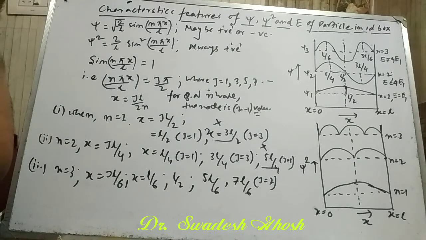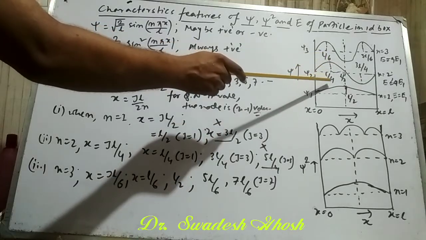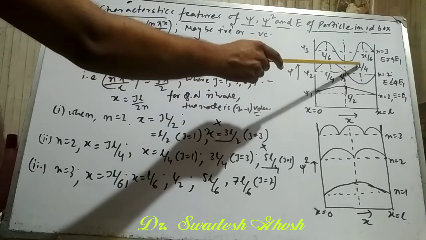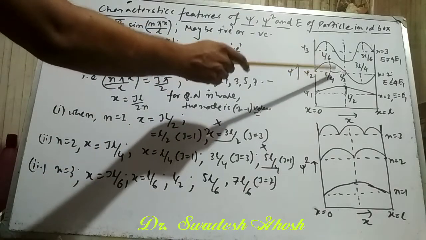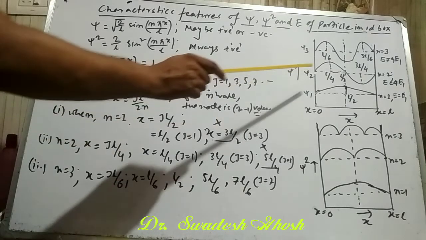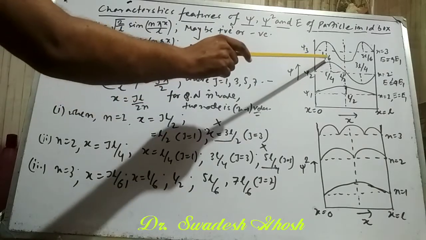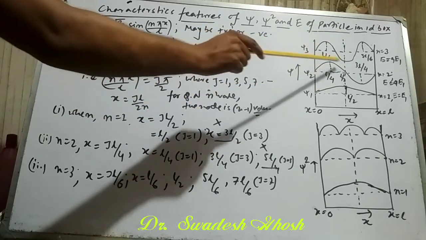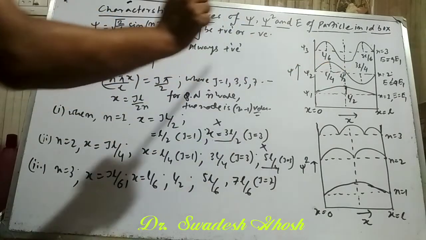And the probability of finding the electron density is maximum at the point of L by 4 and at the point of 3L by 4. Very interesting. It indicates that the particle can travel from one side to another side without crossing the middle point of the axis.